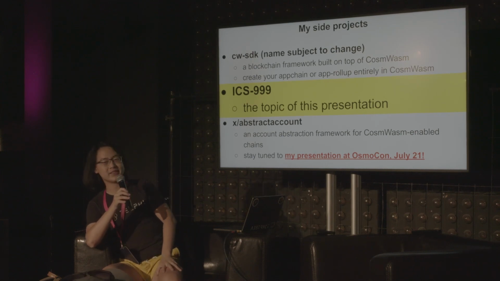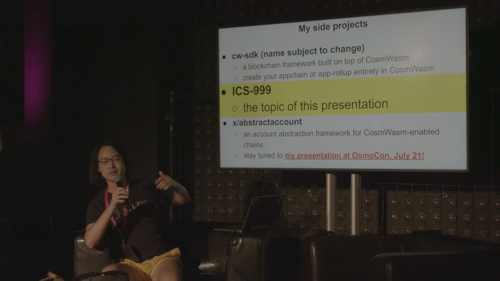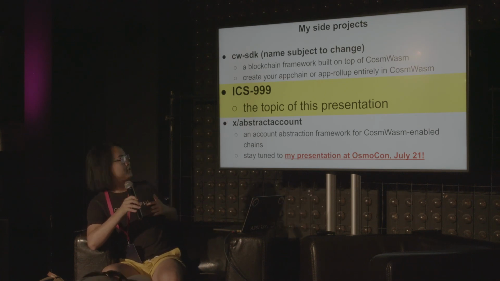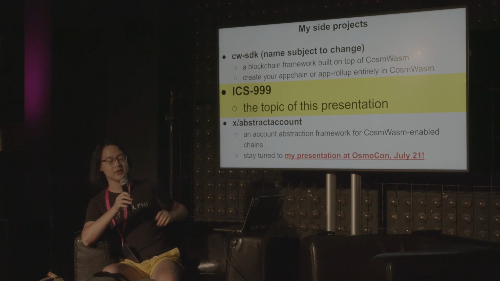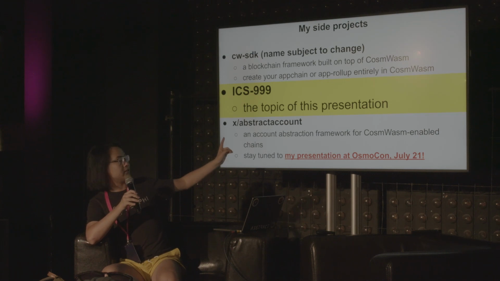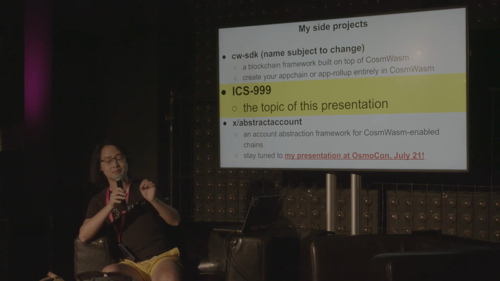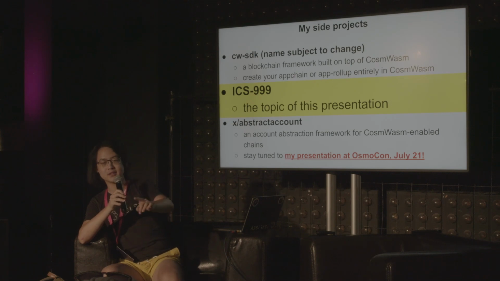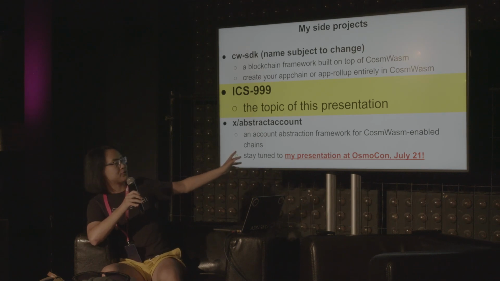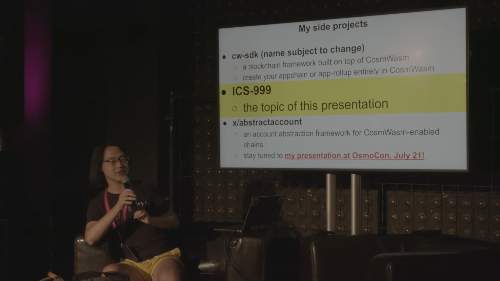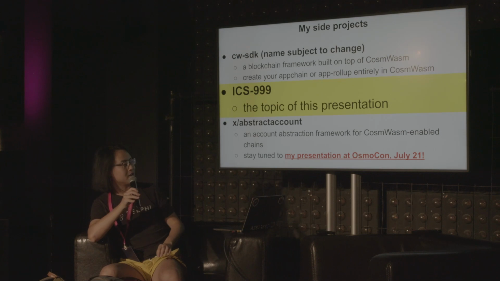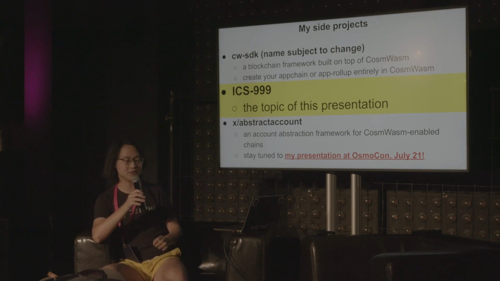So that is the big thing, at least 1 year away. And the other two are simply spin-offs from that big thing. So ICS-999, for example, our topic for today, is the IBC protocol I implemented for CW SDK. While abstract account module is the account model of CW SDK ported to Cosmos SDK so that you guys can use it today, right? So it is an account abstraction / smart contract wallet framework for any AwesomWasm enabled chain. I'm going to talk about it at OsmoCon next week, so check it out if you're interested.